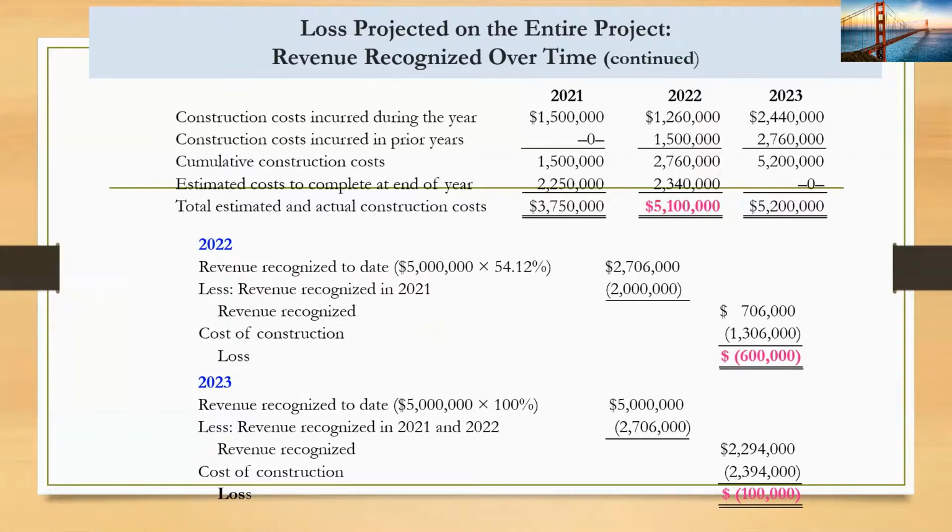These estimate revisions happen occasionally when revenue is recognized over time. In 2023, the income statement will report revenue of $5 million and a cost of construction of $5.1 million, combining for an additional loss of $100,000.